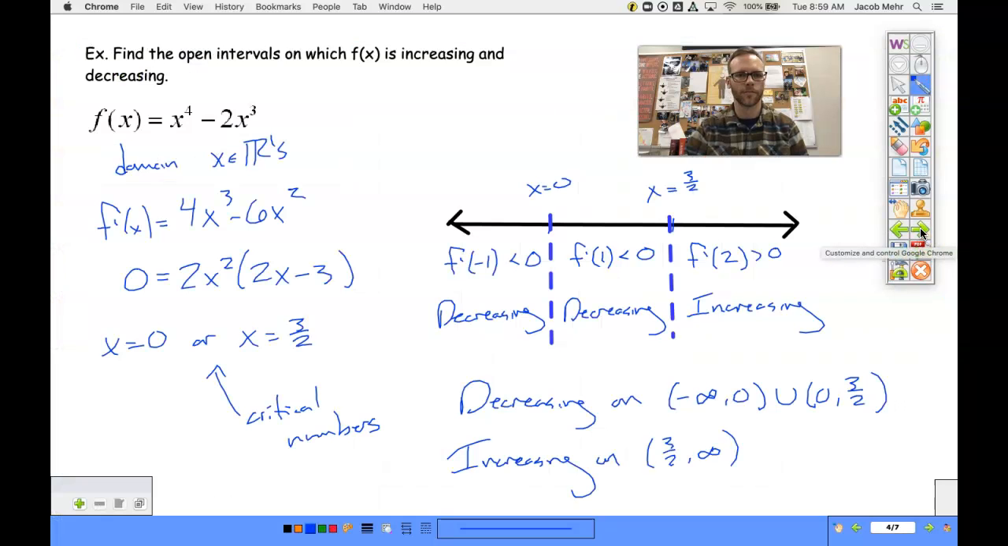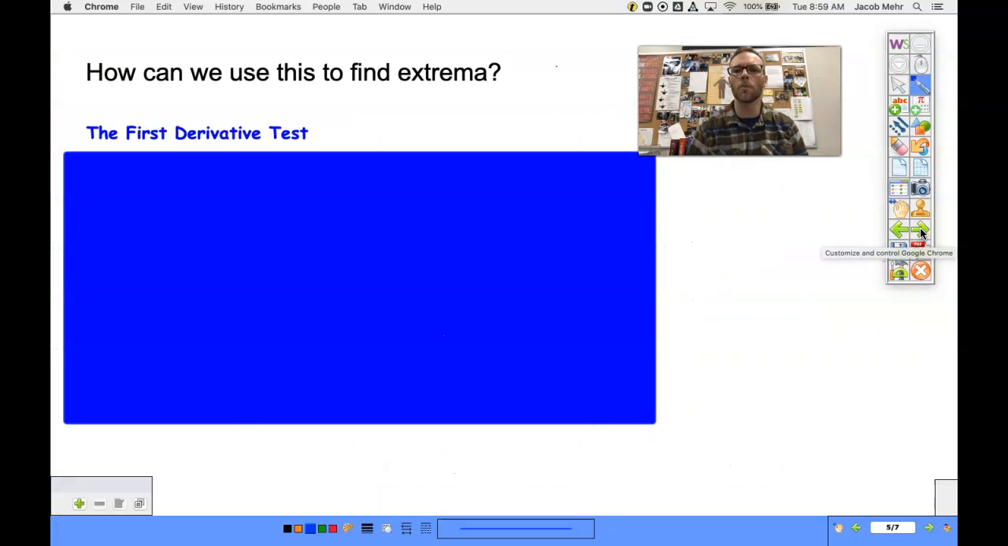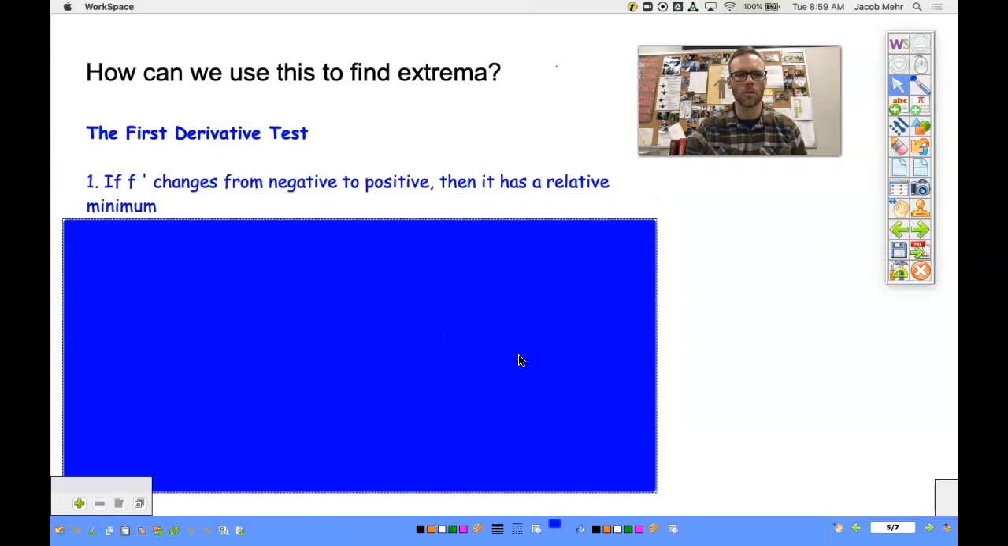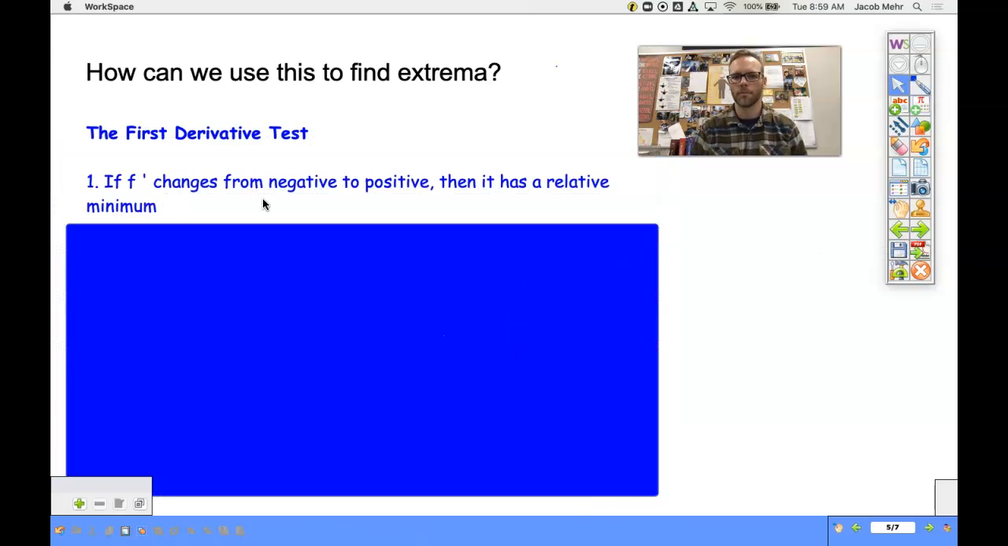All right. So how does this help us find extrema? Because remember, that's what we're working on here: finding extrema. Well, if we know where a function is increasing or decreasing, I think we can use that to help us determine if we have a maximum or a minimum. I think this will make sense to you. If f prime goes from negative to positive, that means the function goes from decreasing to increasing. That must be a minimum.